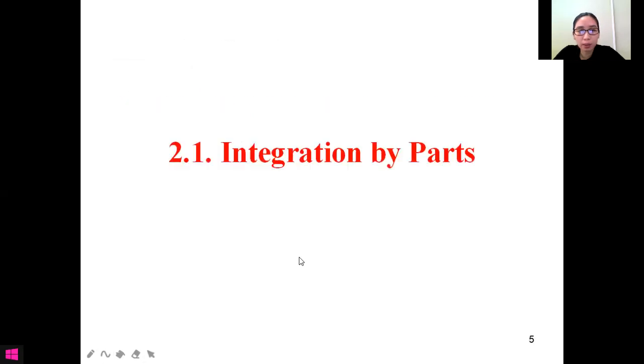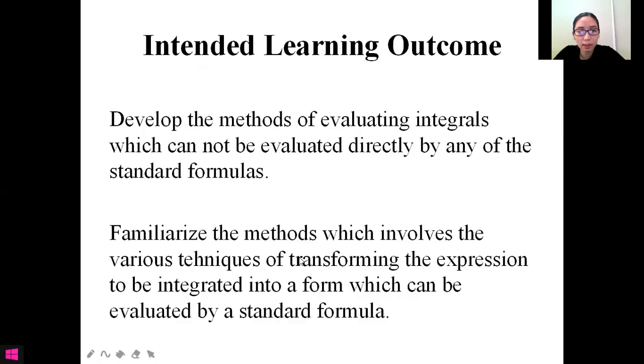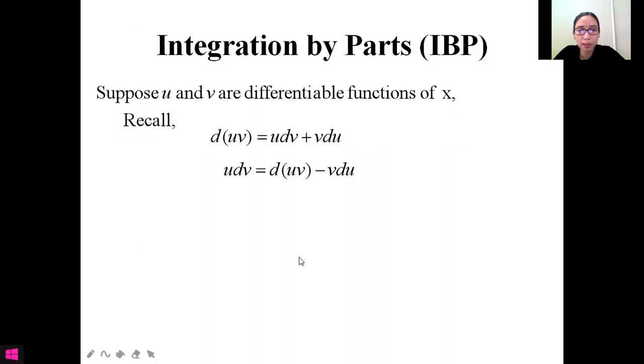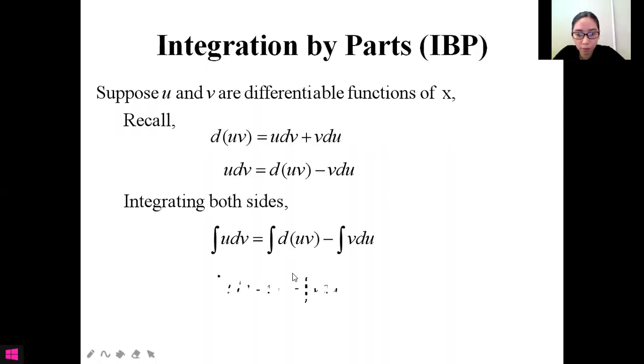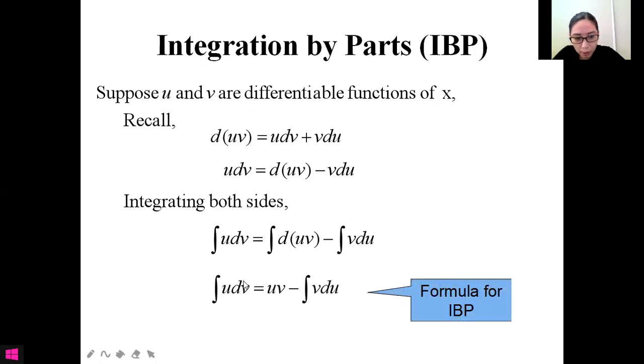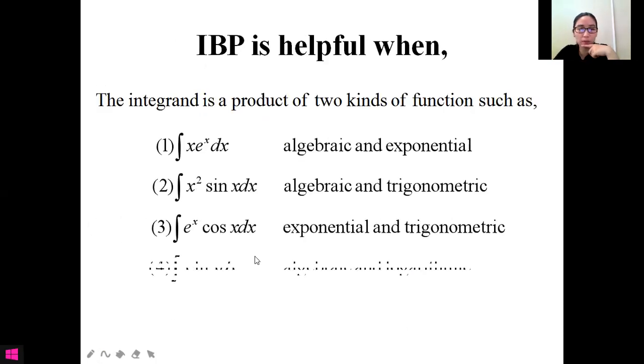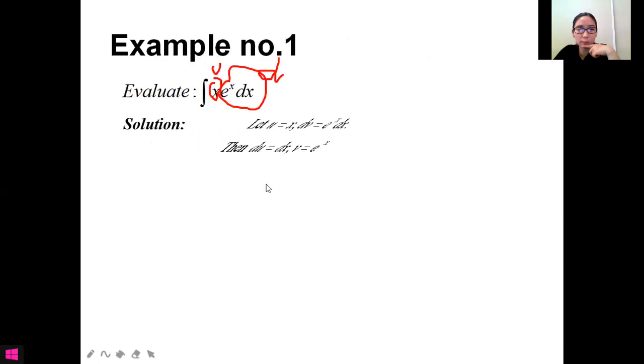We have to accept this formula, which we should memorize: the integral of u dv is equal to uv minus the integral of v du. It is similar to applying the chain rule. So for our u, we chose x as u. Then we chose dv, this e to the power of x dx, as our dv.